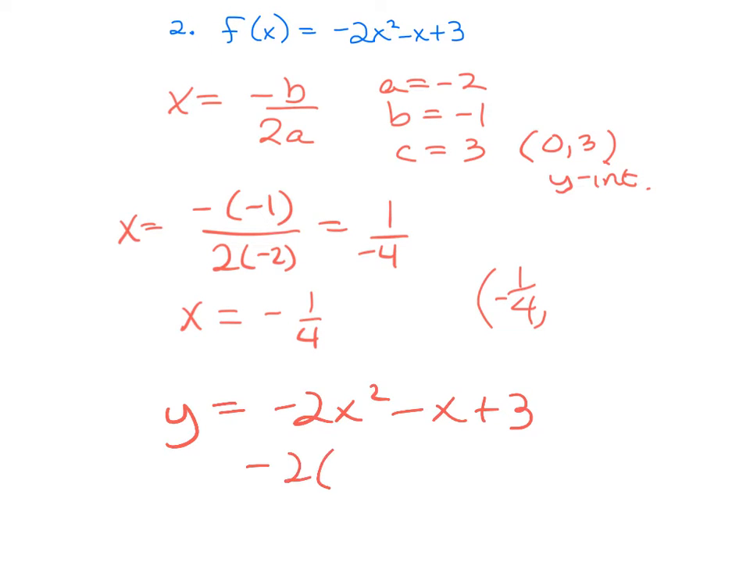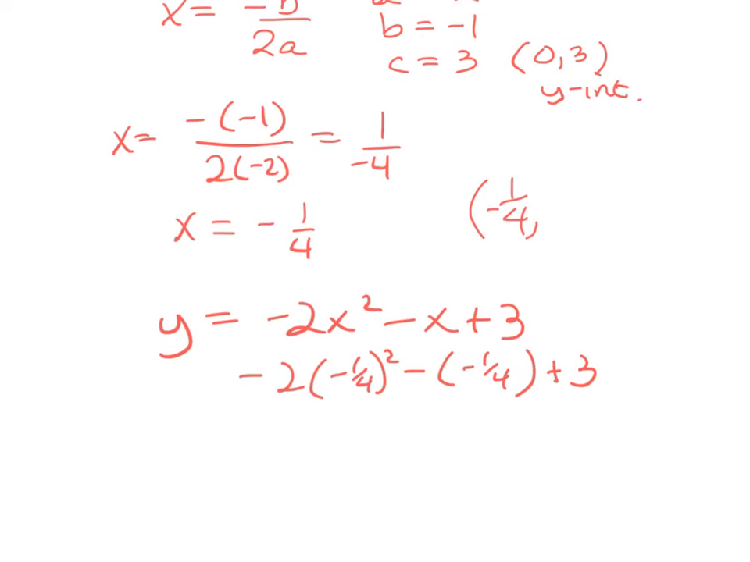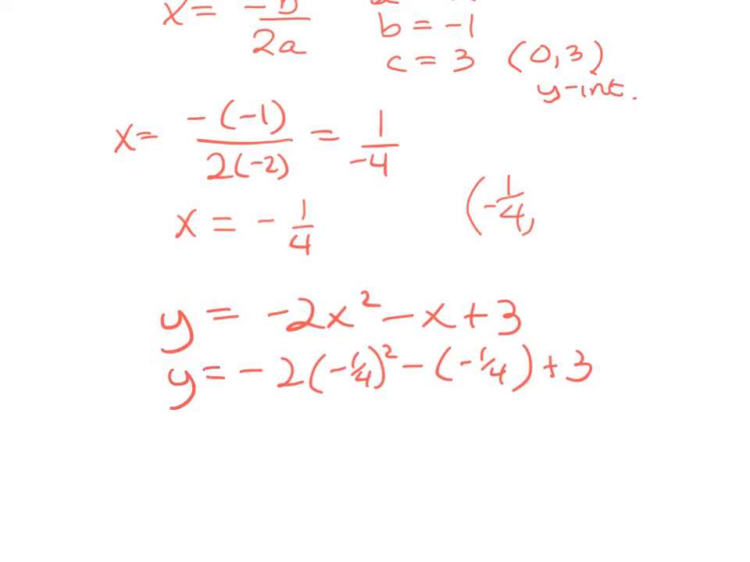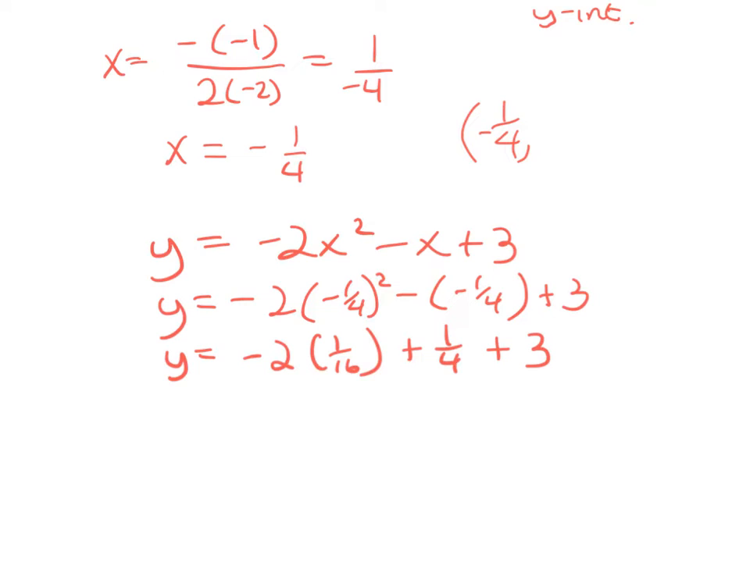So negative 2, negative 1/4 squared, negative 1/4 here. And now I'm going to simplify, follow order of operations. This will become 1/16. I'm going to make that negative negative a positive sign. I'm going to multiply this. I get negative 2 over 16, but I'm going to simplify it to negative 1/8.